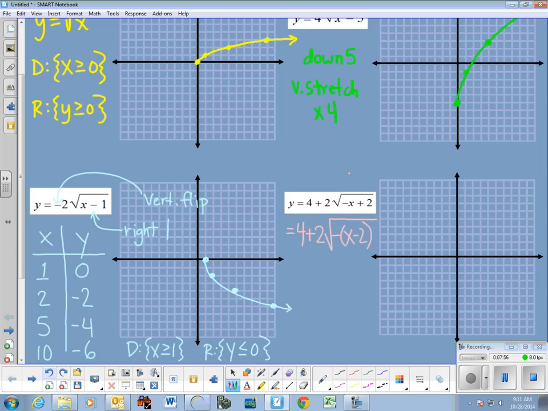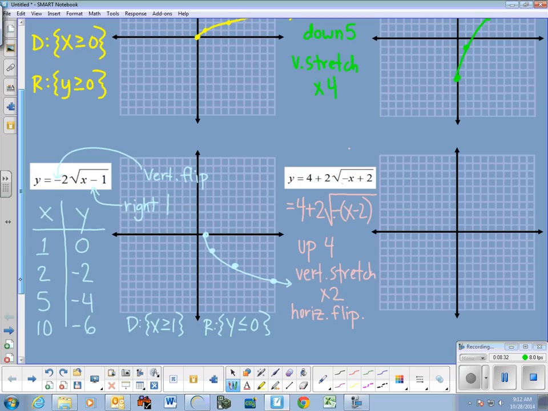Okay, so let's see what these numbers do. This 4 is going to make the whole thing go up 4. This 2 is going to be a vertical stretch times 2. The negative sign inside is going to be a horizontal flip. That's that negative sign with the x that I factored out. It's still with the x. That's going to be a horizontal flip. It's going to make it go side to side. And then my 2 that's now negative after I factored out the negative sign means it's going to go 2 to the right.